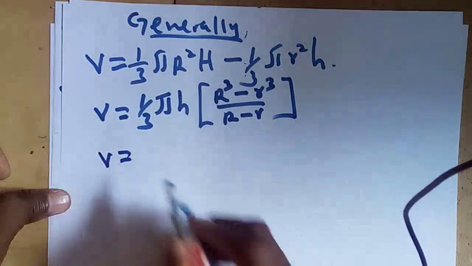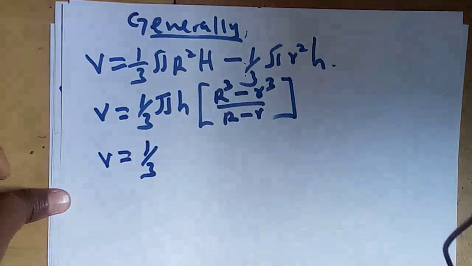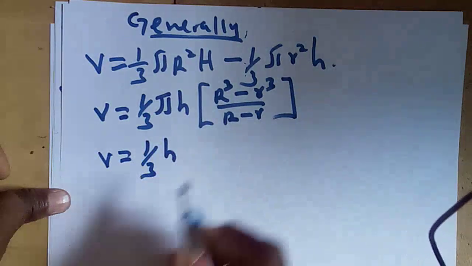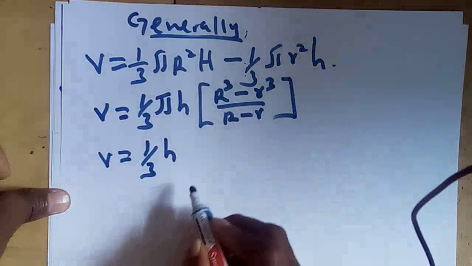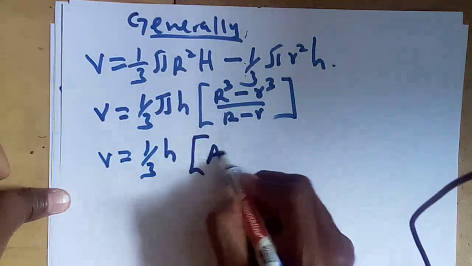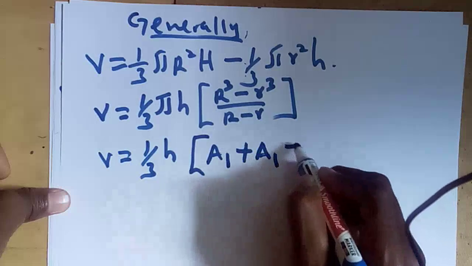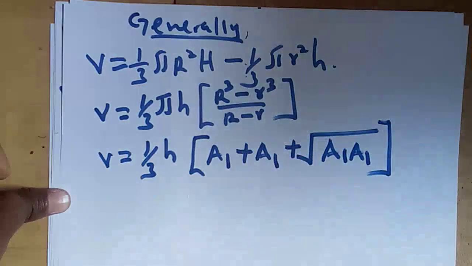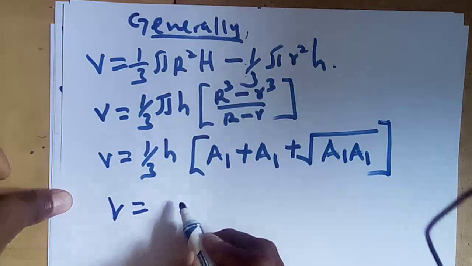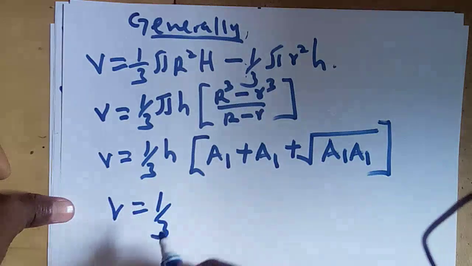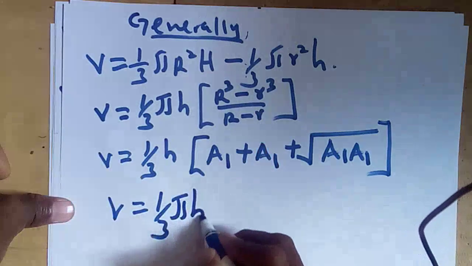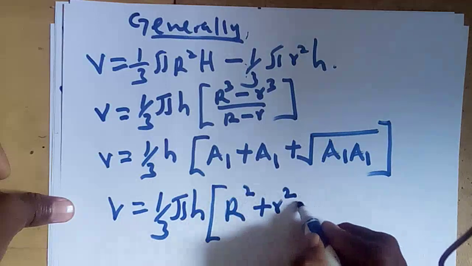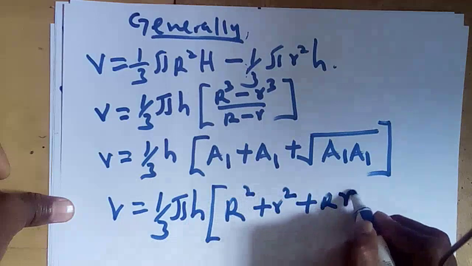Alternatively, the volume can also be gotten by a third, remember, and then we are bringing in h, into area 1, area 2, then the product, then we sum it, then we take the square root. And lastly, this volume can also be determined by a third pi h, then into the radius squared, the other radius squared, and the product of the two radii, that way.